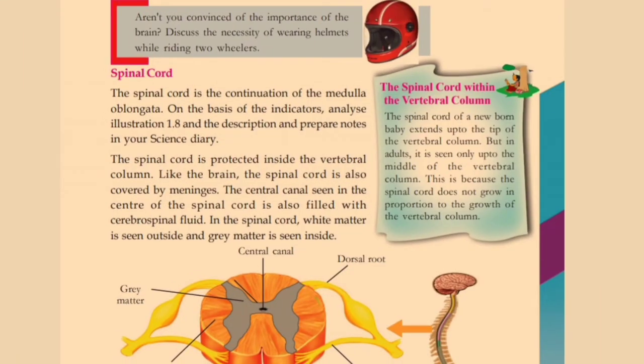This is all about brain. Next we move on to the topic spinal cord. It is the second part of the central nervous system. Spinal cord is the continuation of medulla oblongata.